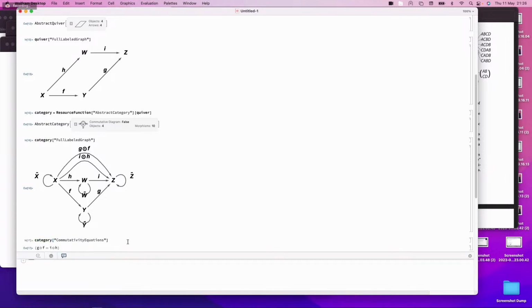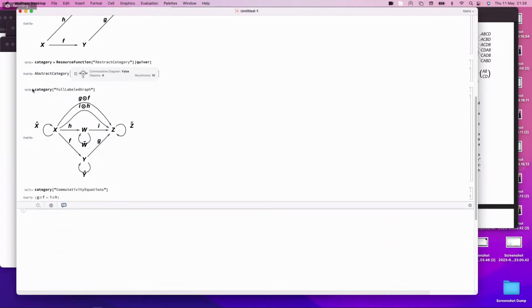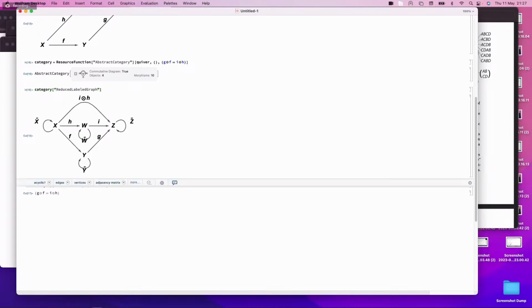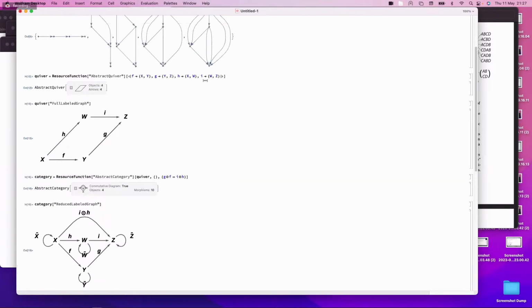Exactly. And then we can say commutativity equations, and all that that's doing is saying, well, let's find all the multi-edges, and then let's find the minimal set of algebraic relations that would be necessary to force all those multi-edges to collapse. So then I can take this and say get those. Now commutative diagram returns true, and if I say reduced labeled graph, those will get canonicalized to a single thing. But then the point is, if I extended this, if I had, say, F2 goes from Z, I don't know.